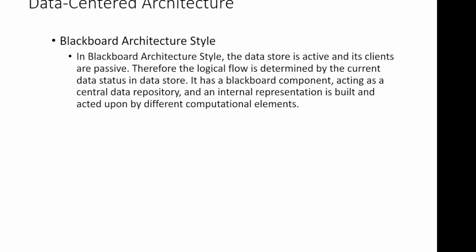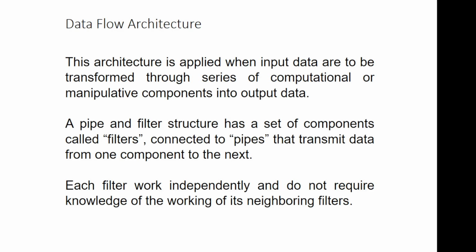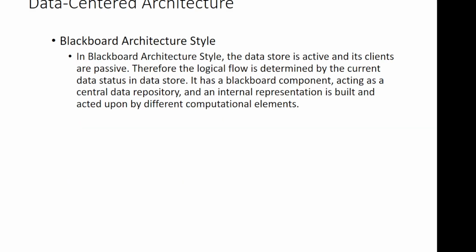On the other hand, blackboard architecture is one in which the data store is active and the clients are passive. Therefore, the logical flow is determined by the current data status in the data store. It has a blackboard component acting as a central repository, and an internal representation is built and acted upon by the different component elements. So these are the two basic broad types of data centric styles.